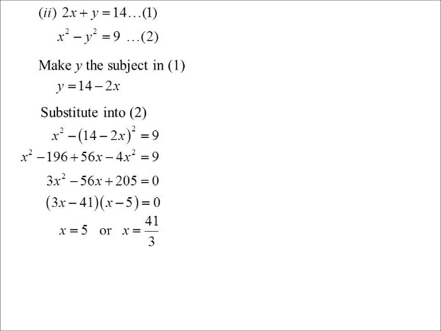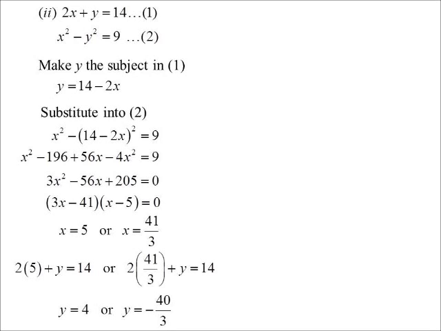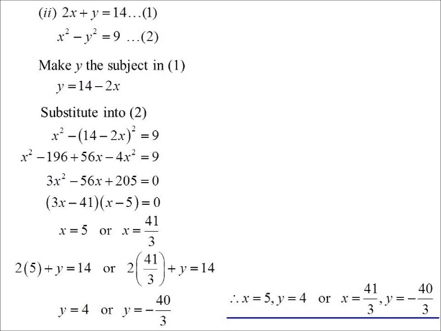So 2 possibilities, which also means there's 2 possibilities for the y. But be careful how you answer it. Make sure you group them correctly together. So it's x equals 5, y equals 4 is one possibility. x equals 41 on 3, y equals minus 40 on 3 for the other possibility.